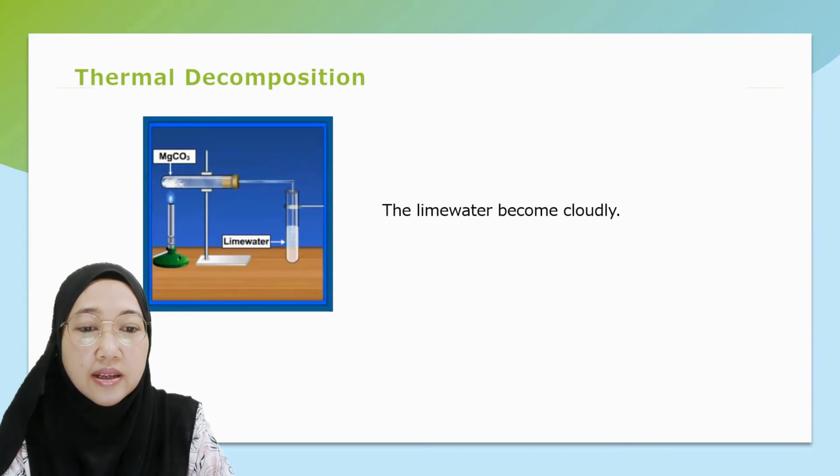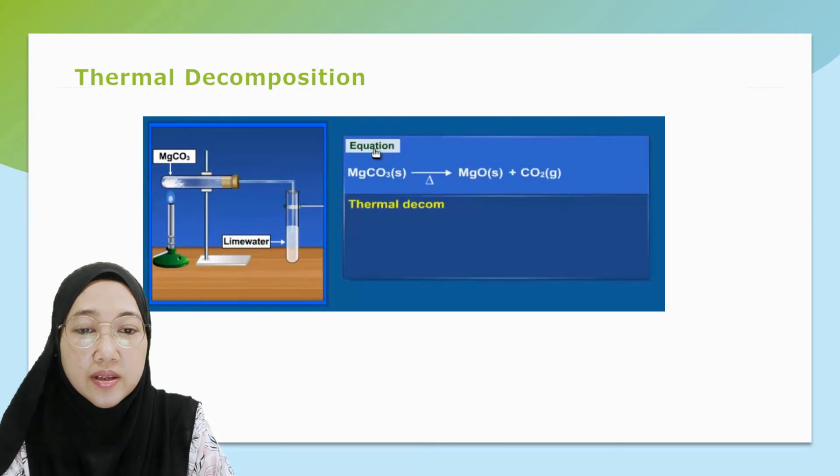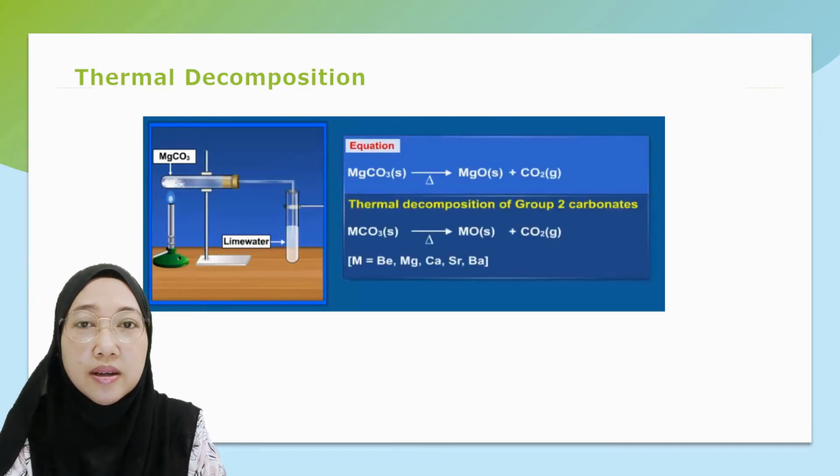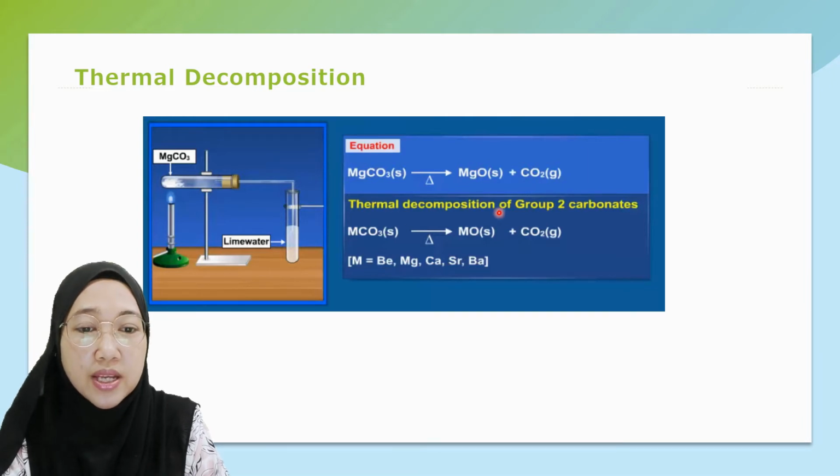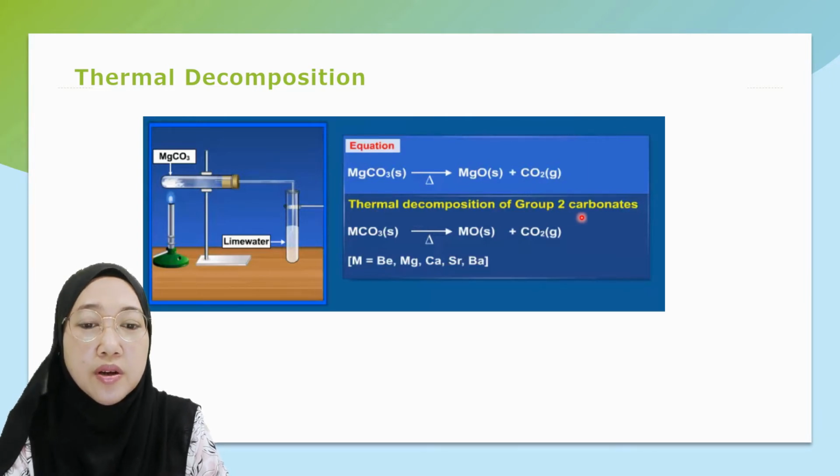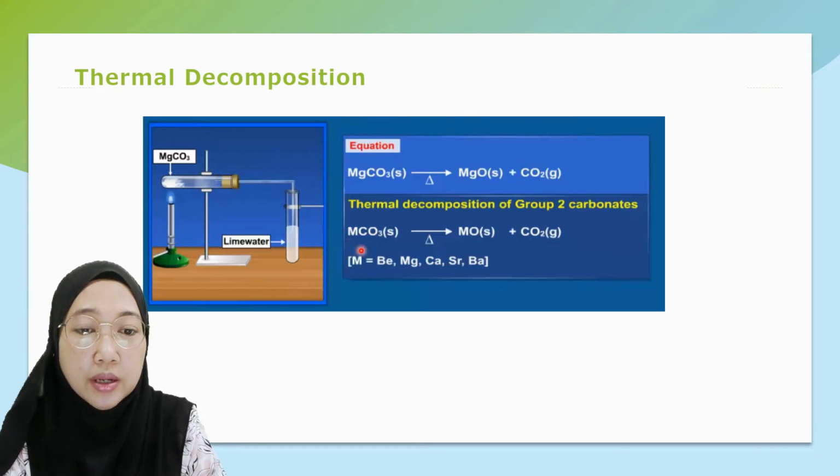So that shows that carbon dioxide gas is indeed produced. From magnesium carbonate, it will produce magnesium oxide and carbon dioxide gas. This is the general equation for thermal decomposition of group 2 carbonates. Once again, M represents beryllium, magnesium, calcium, strontium, or barium. So this is the general equation.